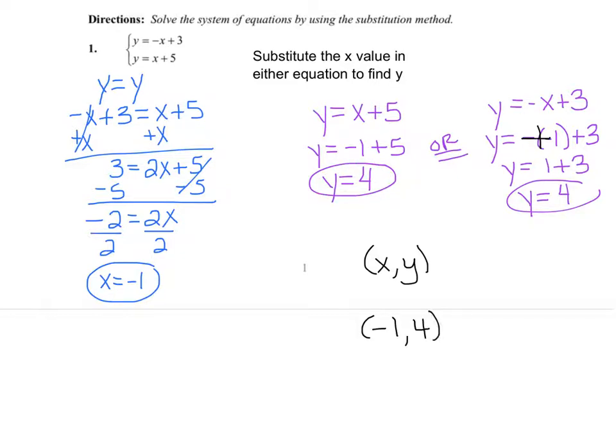So your final answer is negative 1, 4. That means when you replace x for negative 1, your y is going to always equal negative 4. Let's do another example together. Let's look at example 2.